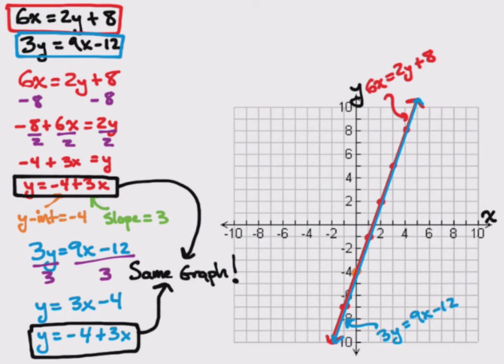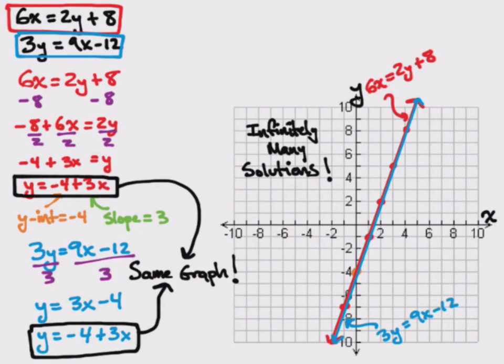So note that any ordered pair that makes one of these equations true automatically makes the other one true. And since there are infinitely many solutions to either one of these equations, we'd say that there are infinitely many solutions to this system of equations.